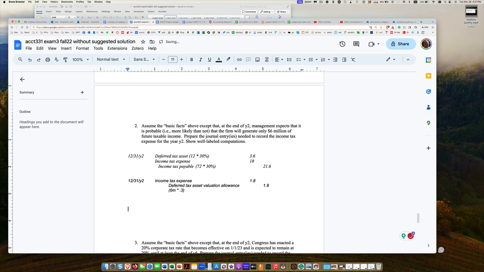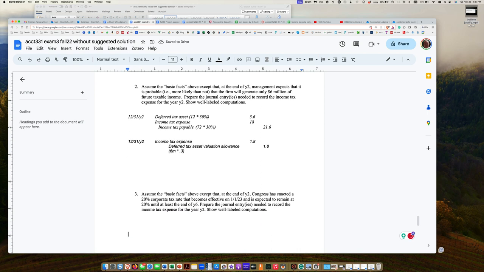And I think there was one more, wasn't there? Okay. Assume the basic facts above, except that at the end of year two, Congress has enacted a 20% corporate tax rate that becomes effective, that should be in year three, January 1st of year three, and is expected to remain at 20% until at least the end of year six. Prepare the journal entries needed to record the income tax expense for year two.